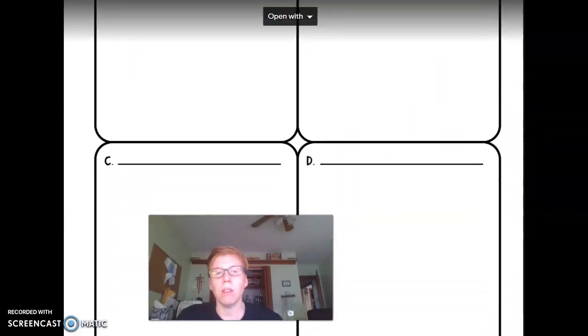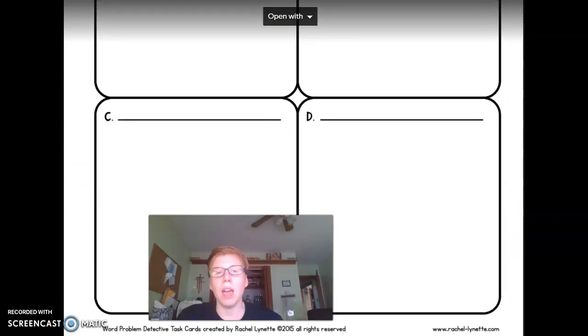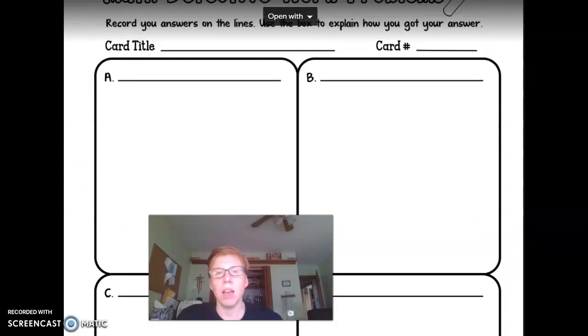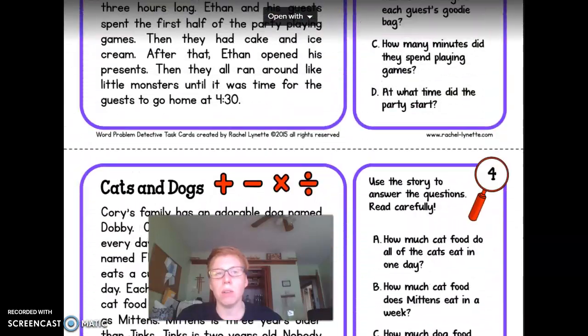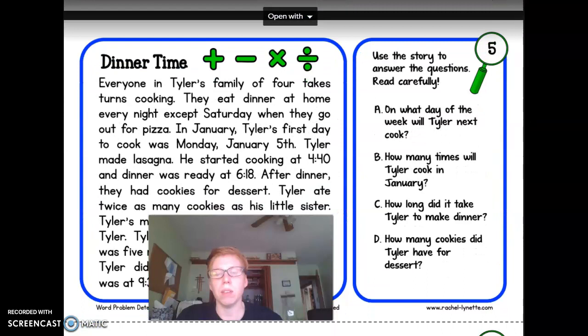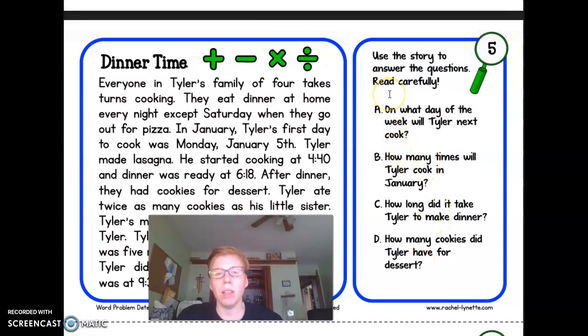down here, we have A, B, C, and D. And that correlates here with A, B, C, and D. So A will go in the A box, B will go in the B box, C will go in the C box, and D will go in the D box.